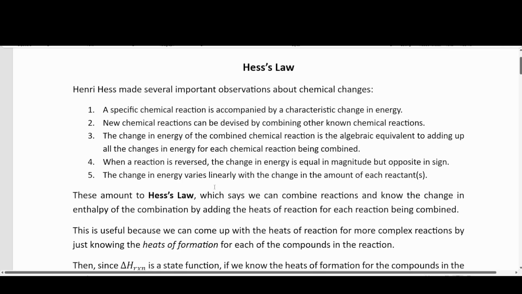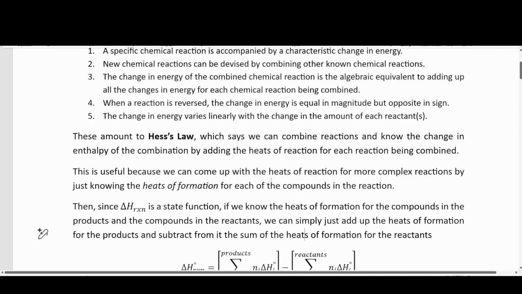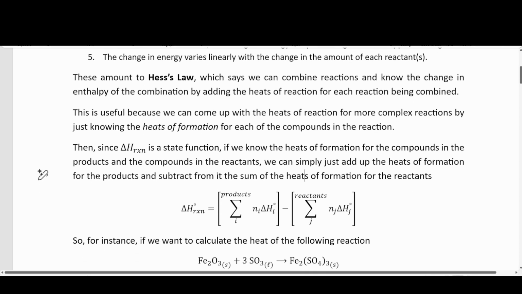These amount to Hess's law, which says we can combine reactions and know the change in enthalpy of the combination by adding the heats of reaction for each of the reactions being combined. This is useful because we can come up with the heats of reaction for more complex reactions just by knowing the heats of formation for each of the compounds in the reaction. Since the delta H for the reaction is a state function, if we know the heats of formation for the compounds in the products and the reactants, we can simply add up the heats of formation for the products and subtract from it the heats of formation for the reactants.